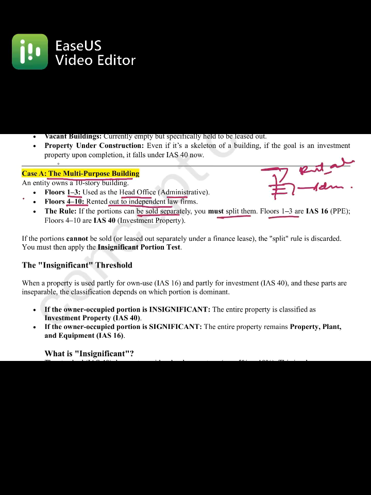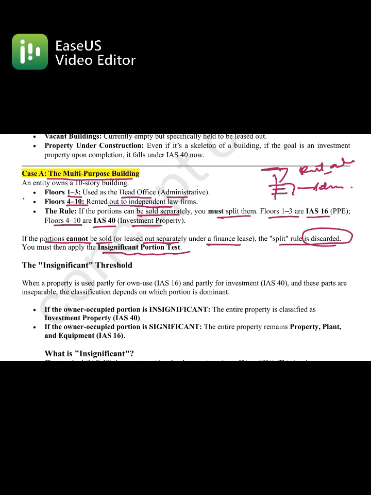So floors 1 to 3 fall under IAS 16, and 4 to 10 under IAS 40 investment property. Now, if the portion cannot be sold or leased out separately under a finance lease, the split rule is discarded. So you must then apply the insignificant portion test. This is the multi-purpose building case.